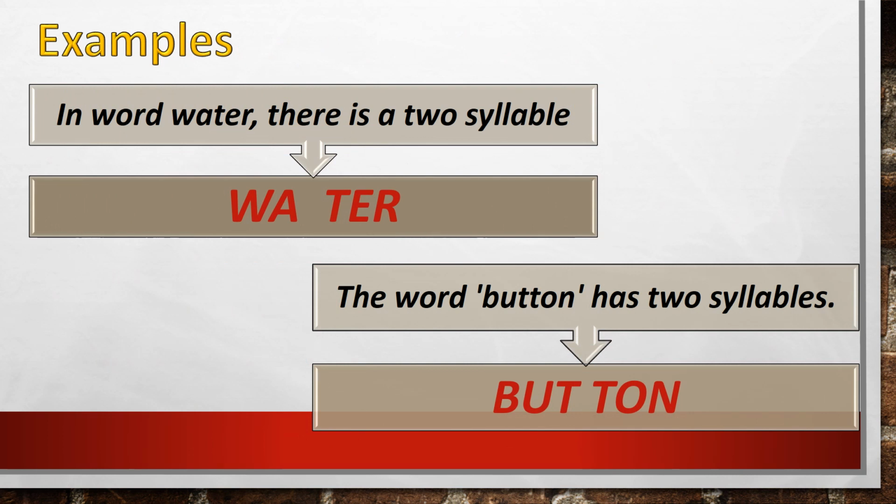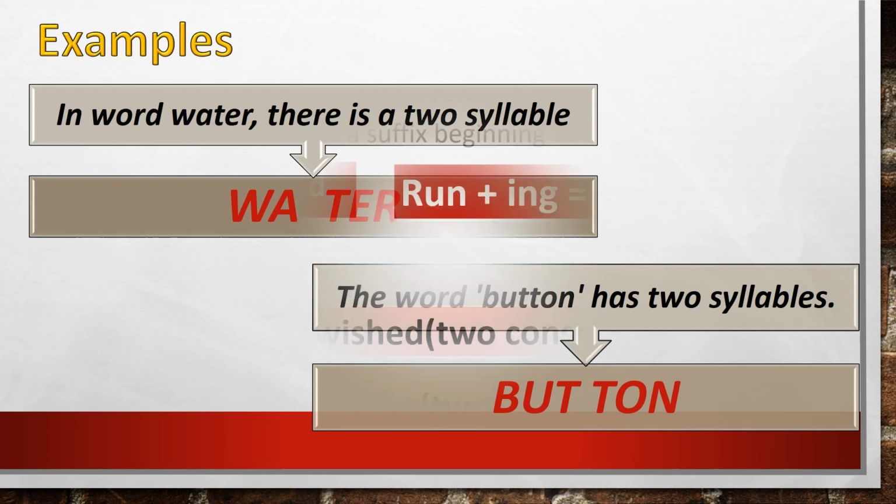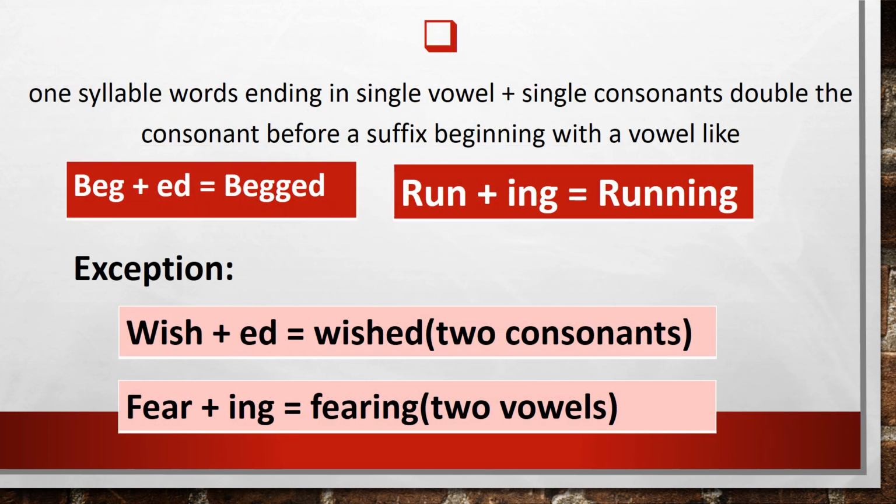For example, the word water has two syllables, like wa-ter. The word button has two syllables, like but-ton. Number 1. One syllable words ending in a single vowel with a single consonant double the consonant before a suffix beginning with a vowel.